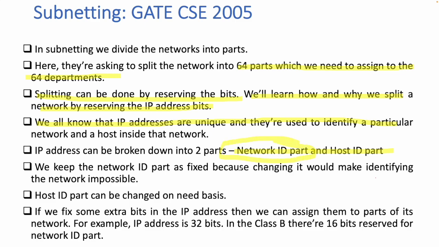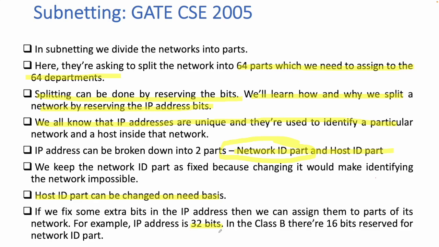The network ID part is always fixed because if we change the network ID, then it would become impossible to identify the network. The host ID part can be changed and it's flexible, based on your needs. If we fix some extra bits in the IP address, then we can assign them to parts of the network. An IP address consists of 32 bits.